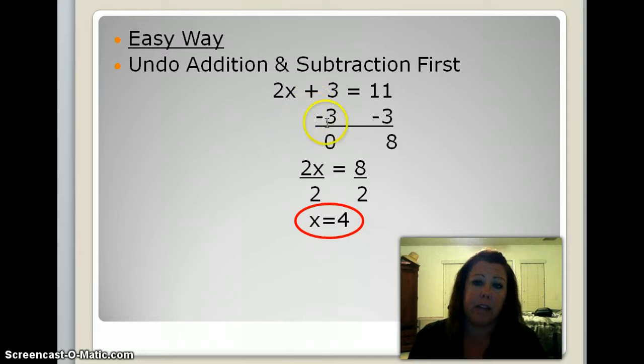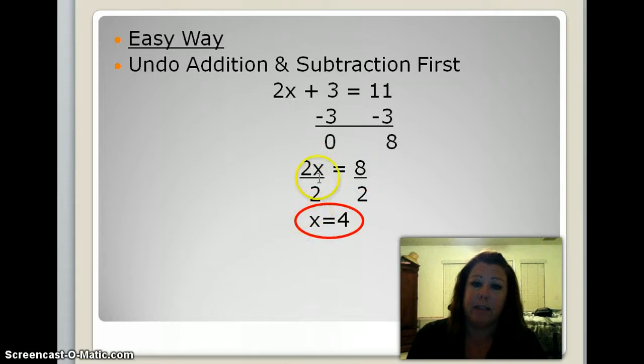You're going to subtract the 3 from both sides. What you do to one, you need to do to the other. So you subtract 3 from here and you get 0. You subtract 3 from 11 and you get 8. You're left with 2x equals 8.